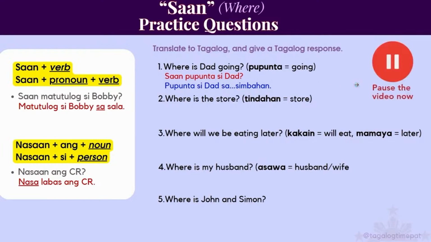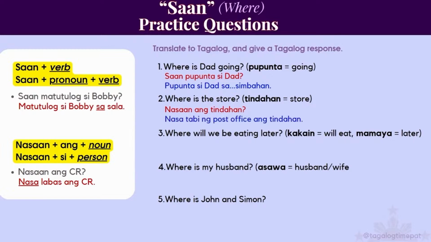Pause the video now. You try the next 4 examples and we'll go over it together. Okay, so now let's do number 2. Where is the store? Tindahan is store. It would be, nasaan ang tindahan? So we're asking about a noun, the store, so we have to use nasaan. Nasaan ang tindahan? The response, nasa tabi ng post office ang tindahan. Nasa tabi means beside. Ng post office means of the post office, so beside of the post office. Ang tindahan means the store. The store is beside the post office.